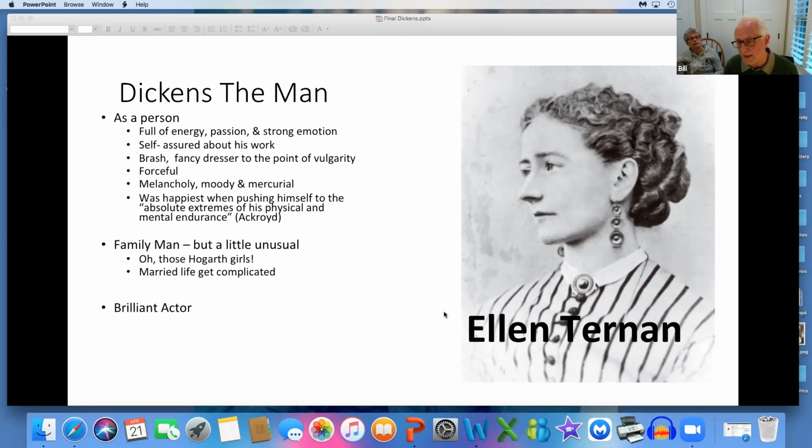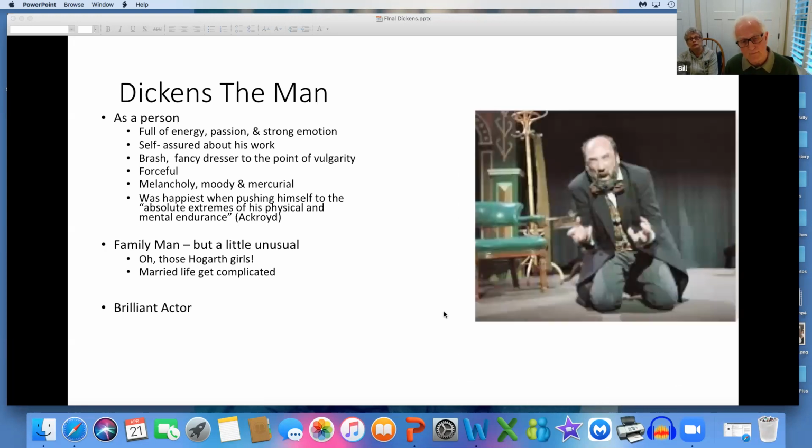The jeweler mixed it up and sent it to his wife with a lovely note from Charles to Ellen. So she reads it. It causes huge family fight and breakup. And Catherine leaves the house at Charles's insistence. And the family kind of breaks up certainly a little bit. And strangely enough, Catherine's sister, Georgina, stays with Charles, doesn't go with her sister. So her loyalty was to Charles Dickens. So, family man, but a little unusual.